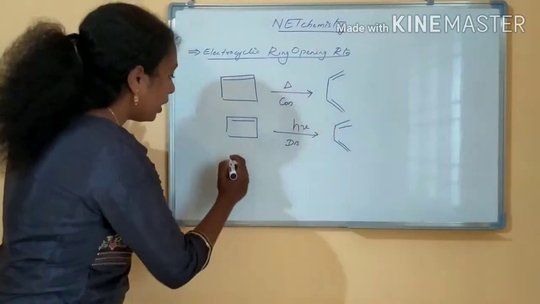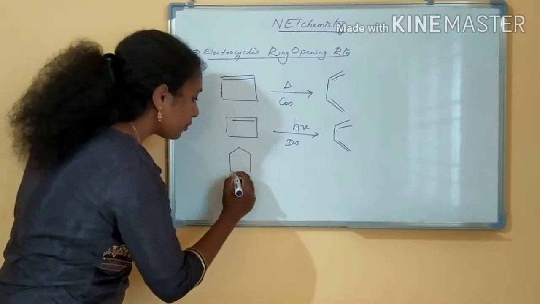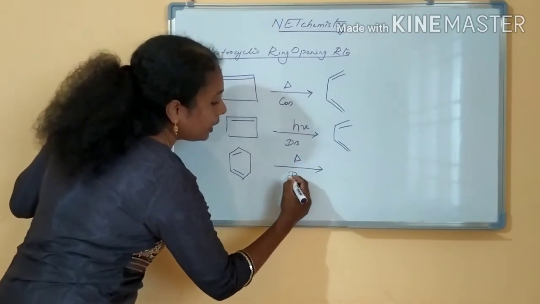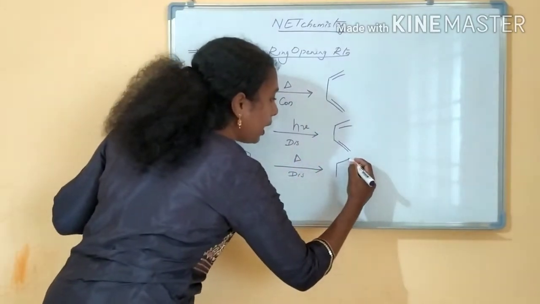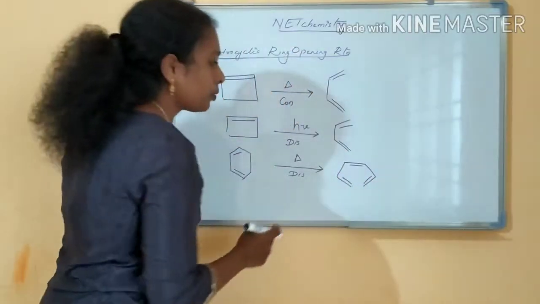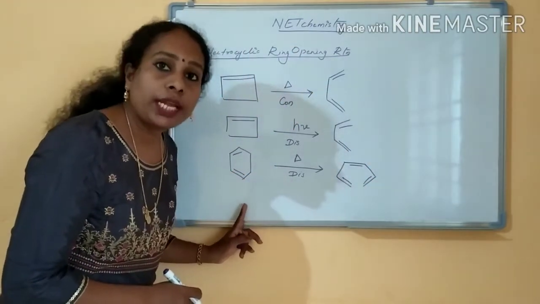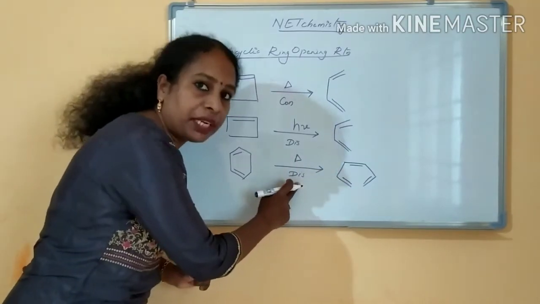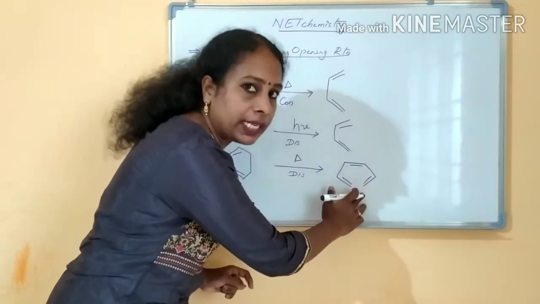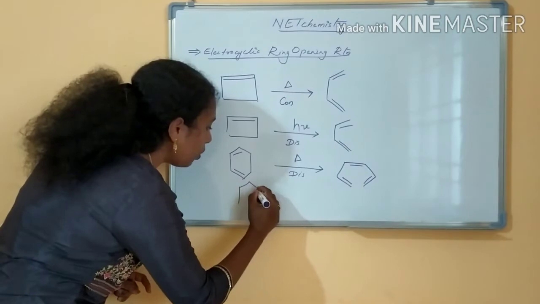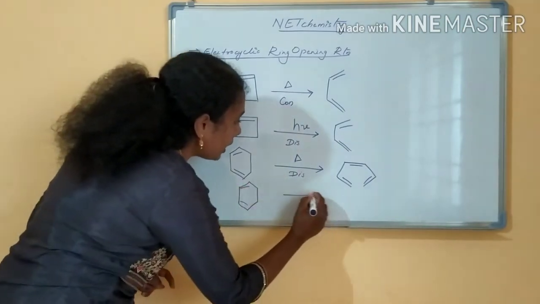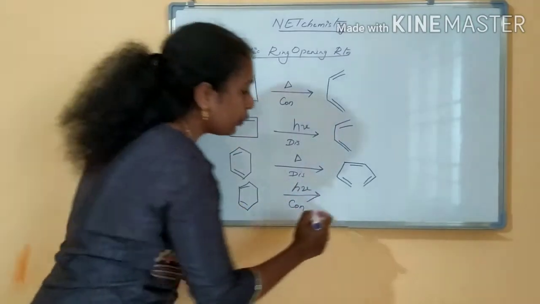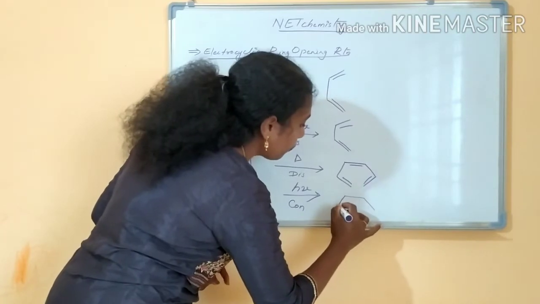Clear? In the same way, if you are taking cyclohexadiene under thermal condition, this rotatory mode will give you the symmetrically allowed product. So cyclohexadiene, while ring opening under thermal condition, this rotation is the symmetrically allowed product. You are getting 1,3,5-hexatriene, right? The same way, cyclohexadiene under photochemical condition, conrotation will give you the symmetrically allowed product. Is it clear now?